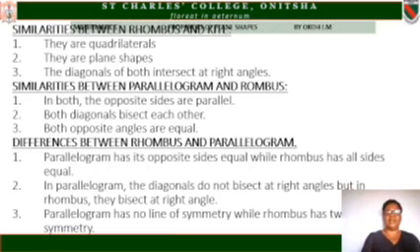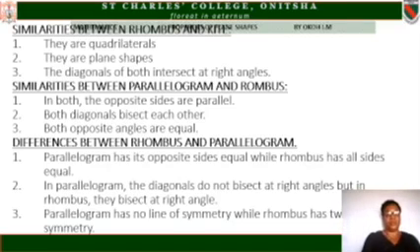Then let's look at the differences between a rhombus and a parallelogram. Do they have any differences? The first one: a parallelogram has its opposite sides equal, while a rhombus has all sides equal. Look at the parallelogram, it has the opposite sides equal. But in a rhombus, all the sides are equal.